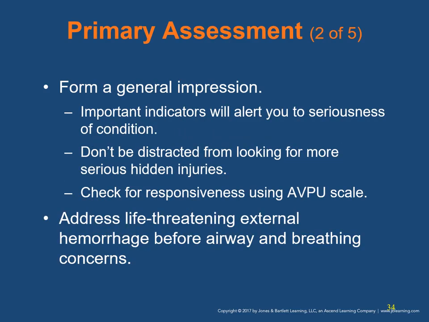Form a general impression. Important indicators will alert you to the seriousness of the patient's condition. Trauma patients with closed abdominal injuries may have what appear to be minor injuries. You should not be distracted from looking for more serious hidden injuries. Check for responsiveness using the AVPU scale. Provide high-flow oxygen via non-rebreather mask to all patients whose level of consciousness is less than alert and oriented. Unresponsiveness may indicate a life-threatening condition.